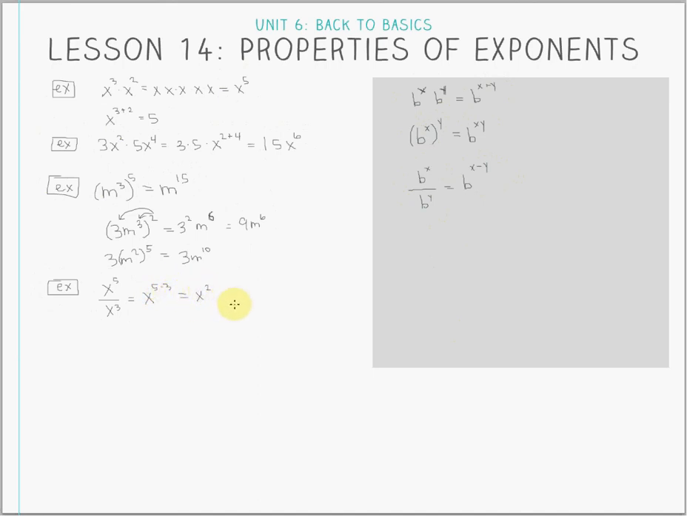Okay, so now if I have x to the 2nd, here I can also go through and see what happens if it's switched. If I actually go the other direction, let me show you.